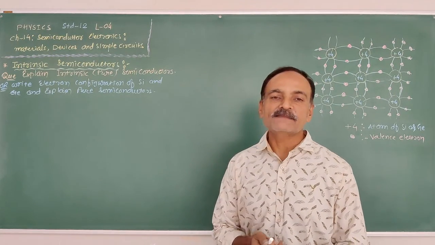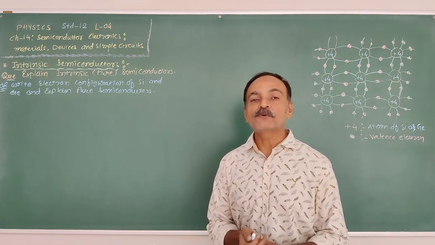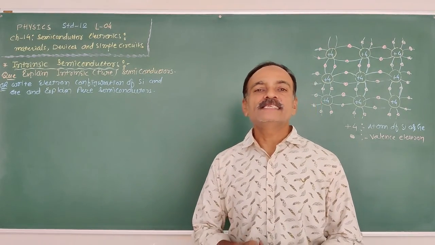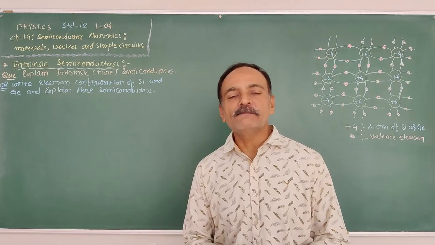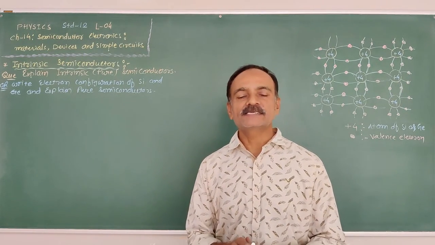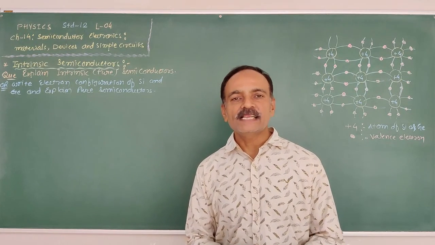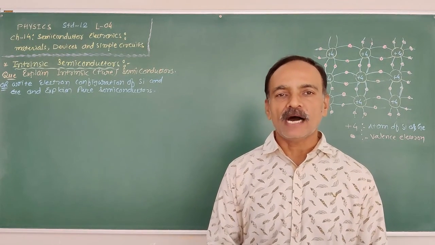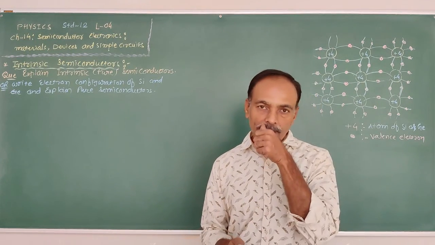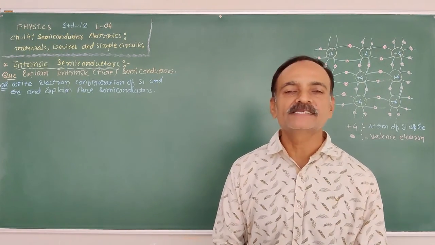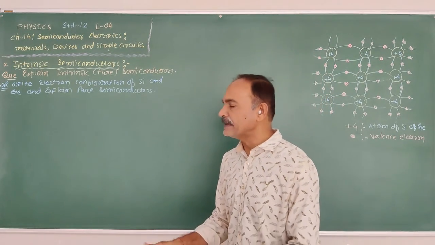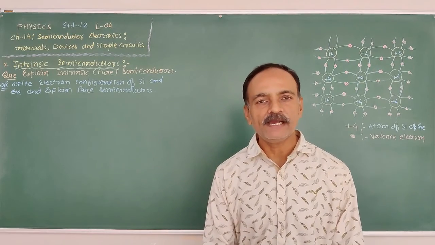The intrinsic semiconductor. That means the pure semiconductor. We already know about that. In a semiconductor, at 0 Kelvin temperature, that means at absolute zero temperature, all the valence electrons in silicon and germanium are bound in covalent bonds. Therefore, at 0 Kelvin, free electrons are absent, and the semiconductor acts as a perfect insulator.